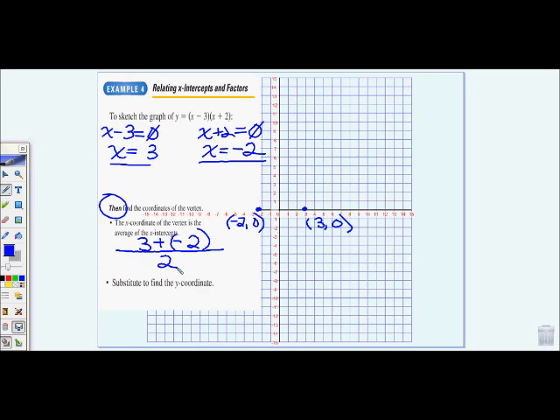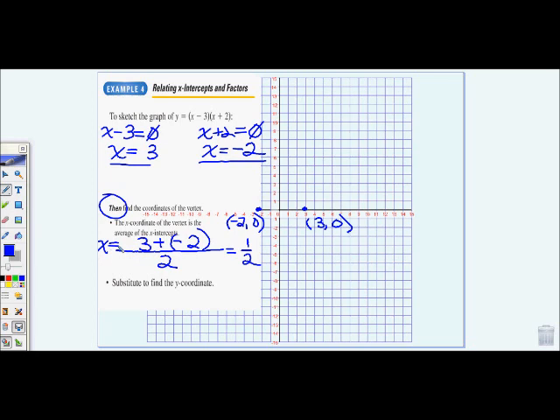So if I do 3 plus a -2, I'm going to get 1, and divide that by 2. So I'm going to get 1/2. Okay? Now I need to substitute the 1/2. That's going to be where my x is. So I'm going to write that in here so you remember that. That's where my x is going to be, but I need to know where my y is.